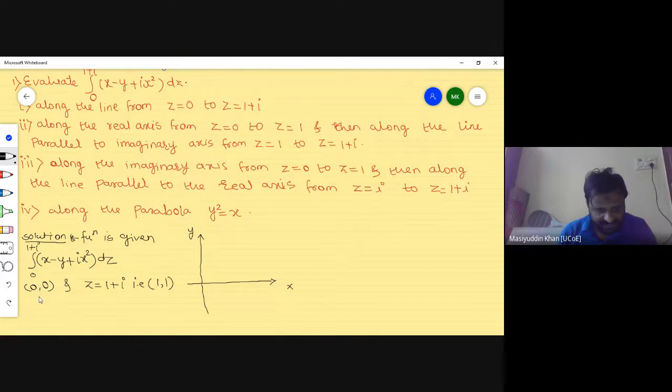So I'm taking the initial limit point as 0, 0 and the final limit point as 1, 1. This means it is a point belonging to 1 comma 1, and the initial point is 0, the origin. So 0, 0 and 1, 1. I'm taking a point here. So this is my 1, 1. Now I'm going to join these points.